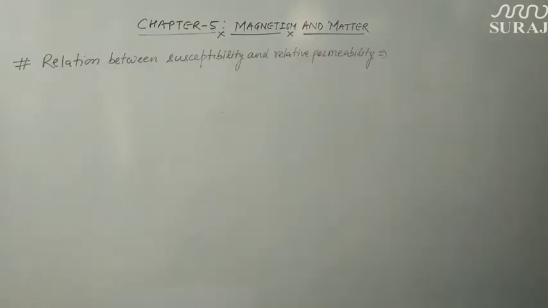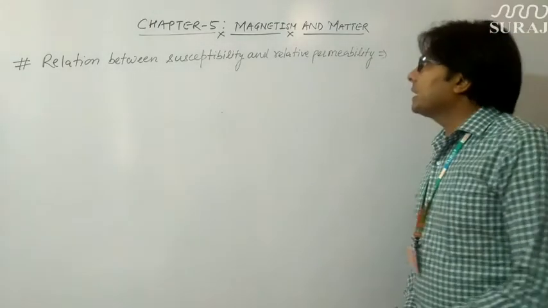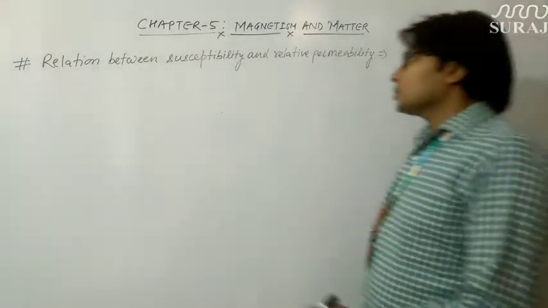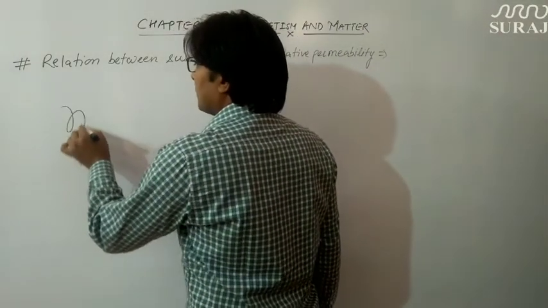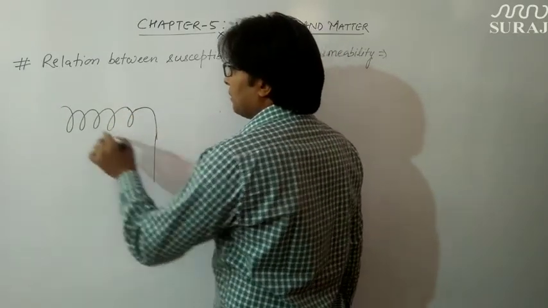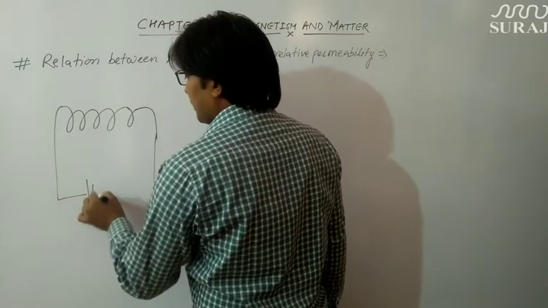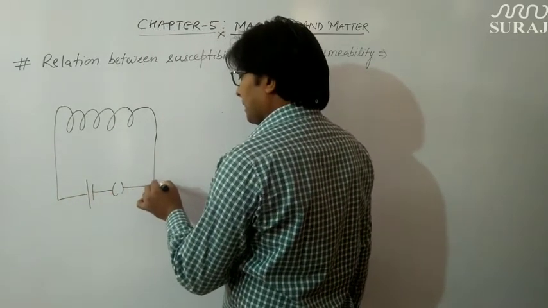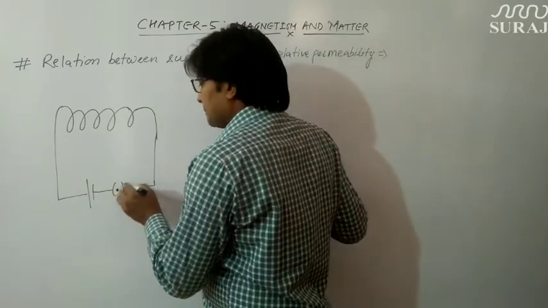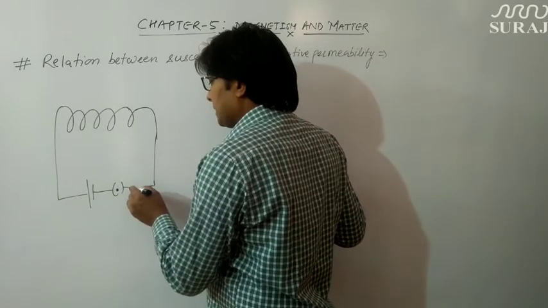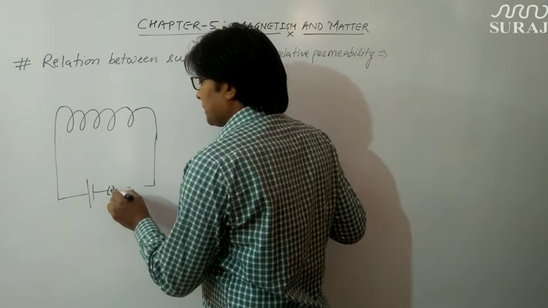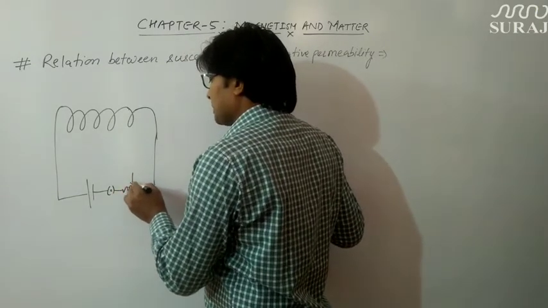So now let us discuss the relation between susceptibility and relative permeability for a ferromagnetic material. For this derivation, we are taking this solenoid in which current I is flowing due to this battery along with this key. We have also connected here a type of rheostat, so that we can vary the value of current here.